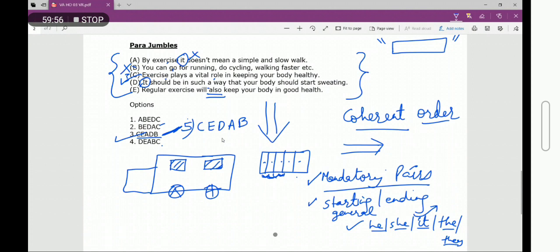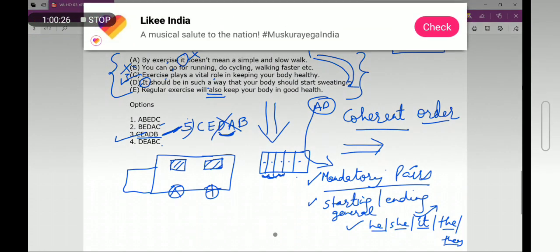and then D. It should be in such a way that your body, so you know that this and this also are a mandatory pair, meaning if this is 1, this will be 2. So this is another hint. For example, you know that in the answer it would always be A and D together. So AD becomes your mandatory pair. Here they are in reverse order, meaning this definitely is not the correct answer. So things like these are hints for you to get a better understanding and actually solve these questions.